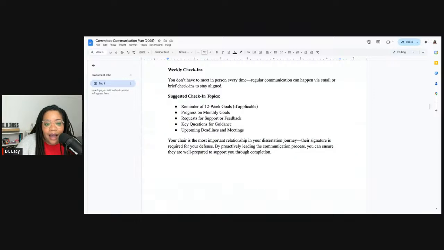Every week, we talked about sending an email. You can send the same email. You can copy and paste if that's what you need. But this is just about letting them know what you've been up to and any questions and any work that you might be turning in.